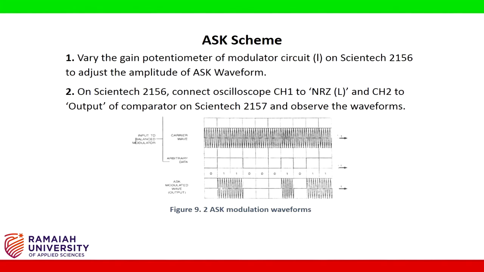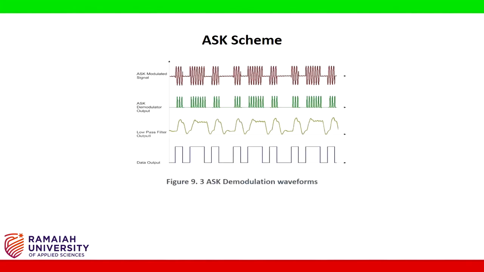On Syntec 2156, connect oscilloscope channel 1 to NRZ and channel 2 to output of comparator on Syntec 2157 and observe the waveforms. Figure 9.2 shows ASK modulation waveforms. Figure 9.3 shows ASK demodulation waveforms.